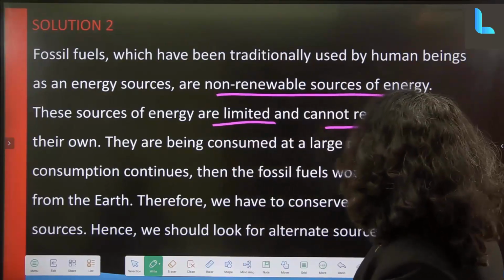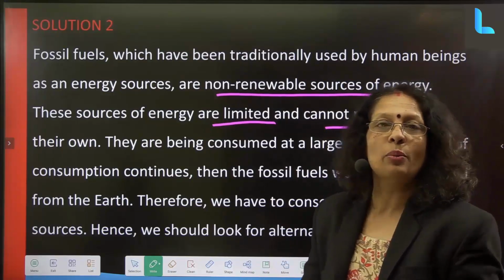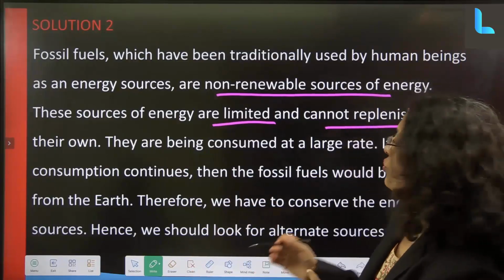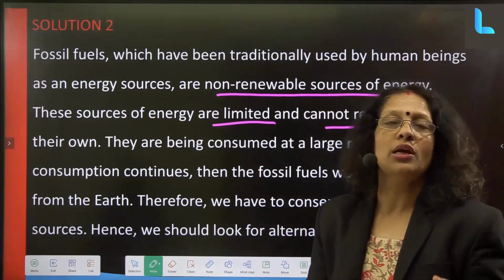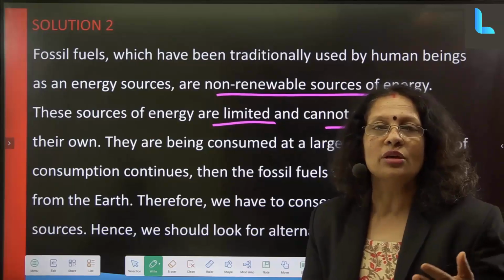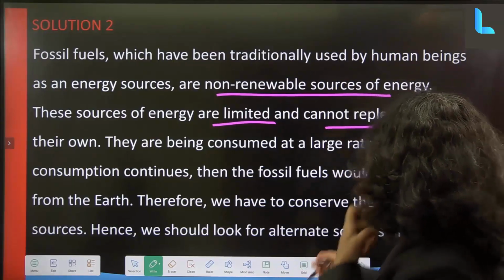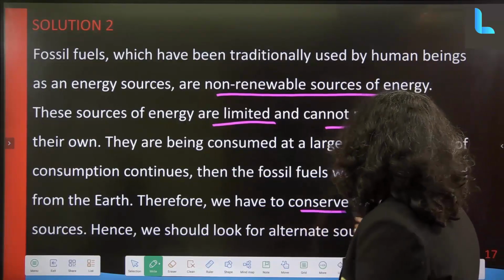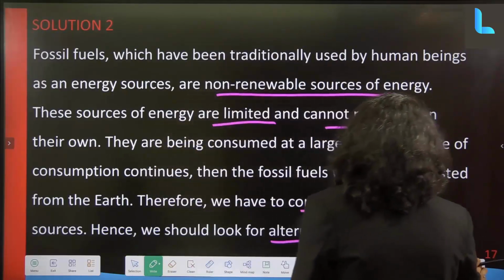They are being consumed at a large rate, because our population is increasing day by day, so their consumption is also increasing. So they will be over soon. So we should look for energy sources which are renewable, which can be recycled and reused. Otherwise the fossil fuels would be exhausted from the earth, so we should conserve energy and look for an alternate source of energy.